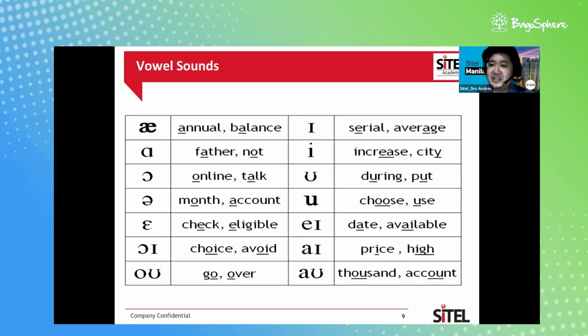So next sound is the short I. It's like the I sound. And how do you say the words? It's cereal and average. So next sound is what we call the long E sound. Every time you see a small letter I in the dictionary, it's the long E. This is when you show your teeth, expand the lips, and you say E. And how do you say the words? Increase, city.